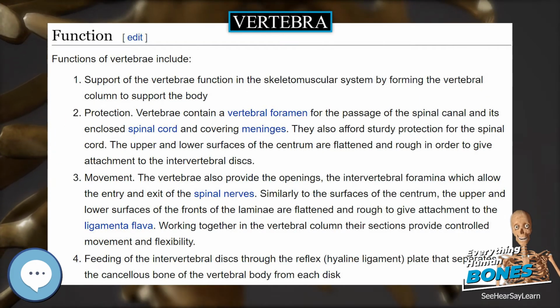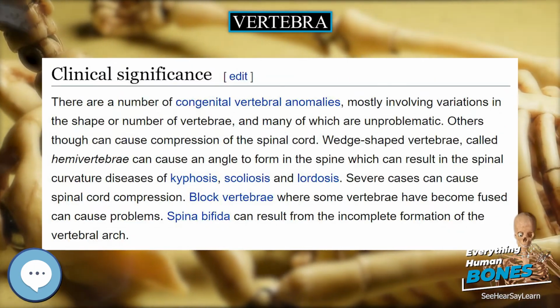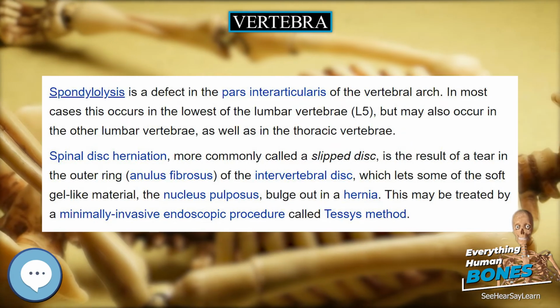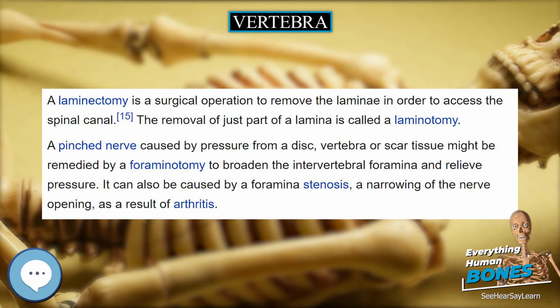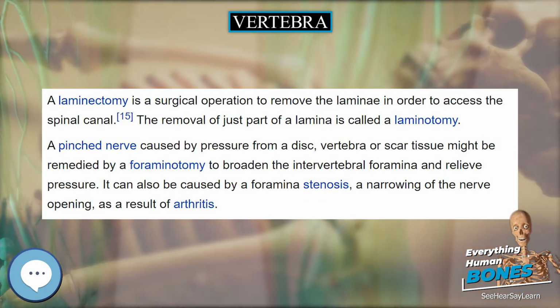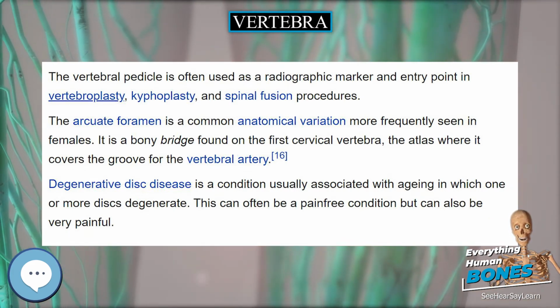Block vertebrae, where some vertebrae have become fused, can cause problems. Spina bifida can result from the incomplete formation of the vertebral arch. Spondylolisthesis is a defect in the pars interarticularis of the vertebral arch. In most cases this occurs in the lowest of the lumbar vertebrae, L5, but may also occur in the other lumbar vertebrae, as well as in the thoracic vertebrae.